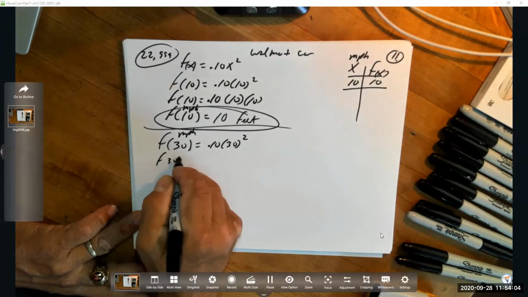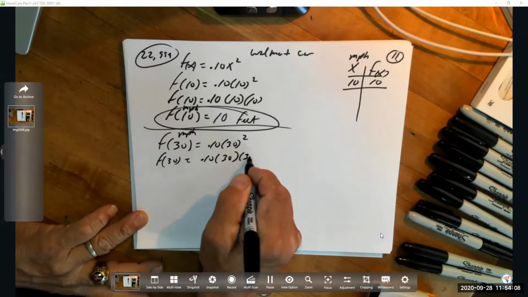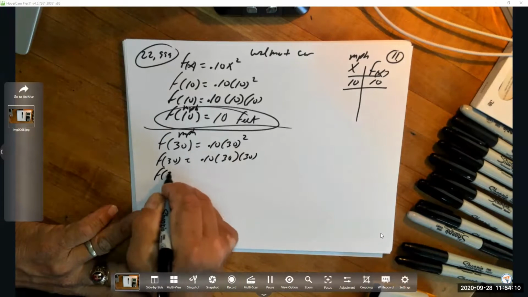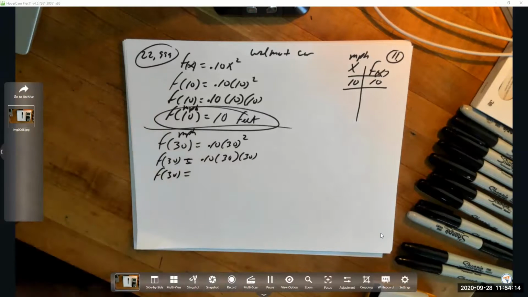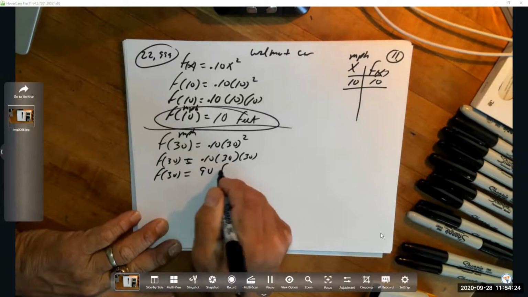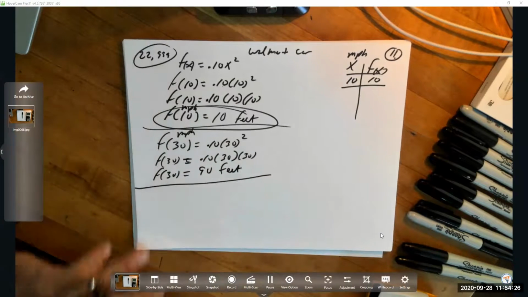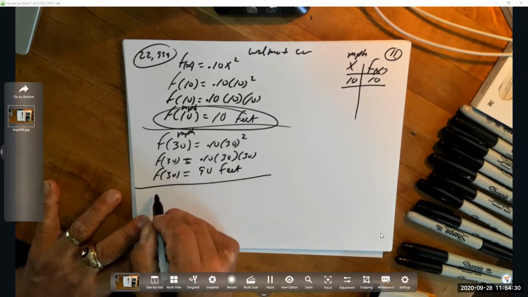So f of 30 is going to be 0.10, 30 times 30. You're driving down Villarreal, all of a sudden, oh man, you hit the brakes. You're going to slide for a while. How many feet do you slide at 30 miles an hour? 30 times 30 times 0.10, how much? 90. 90 feet. Does that make sense?